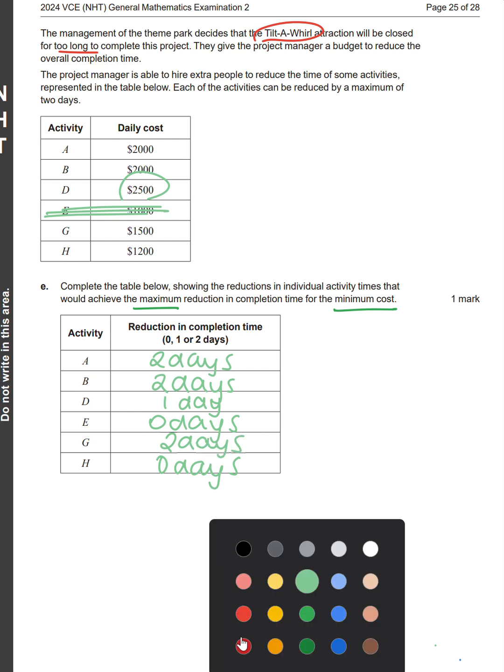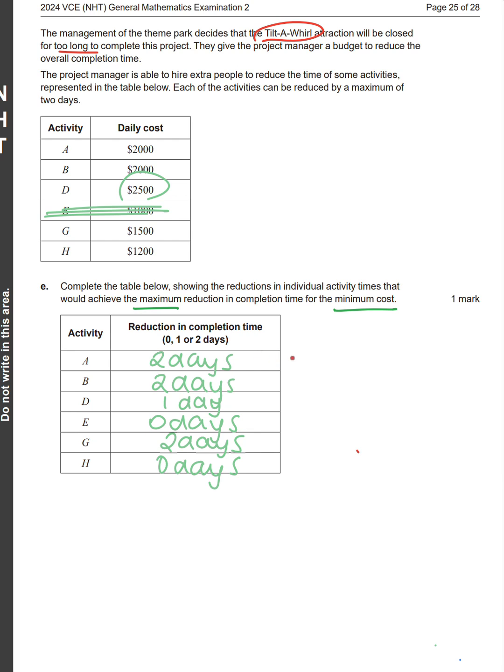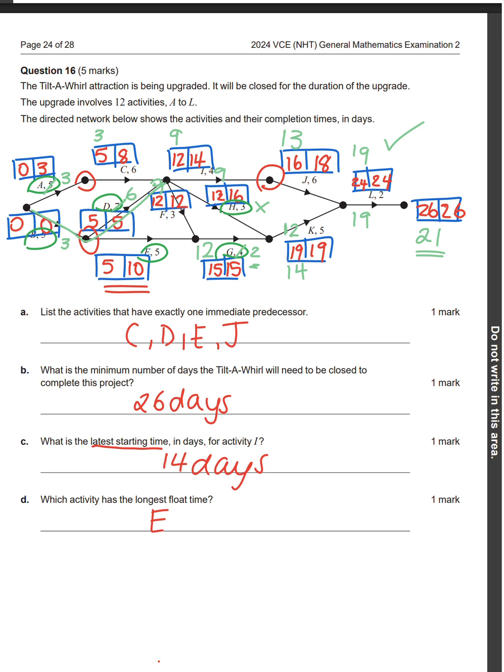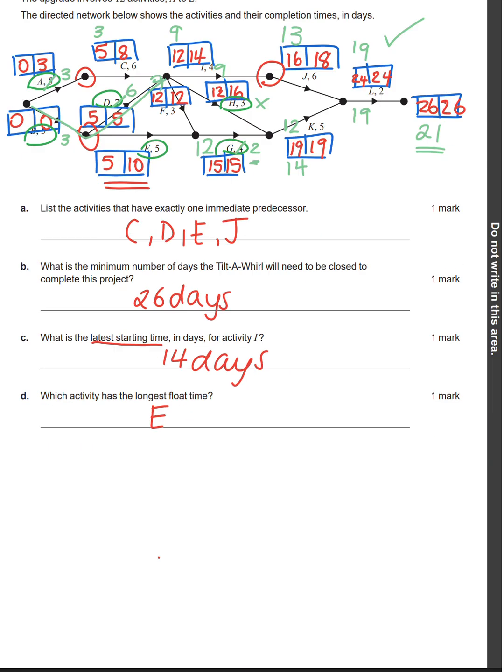Okay, I'm just going to check how much that costs. So 2 days, that's 4,000. 2 days, that's another 4,000. 1 day, that's 2,500. And then that's 3,000. So what's that? 8, 11, 13,500. Could we cut anything else? H has a float of 4, so we can't cut anything there. E has a float of 5, so we can't cut anything there. But everything else still makes my way through. So no, I think that's all we can do.